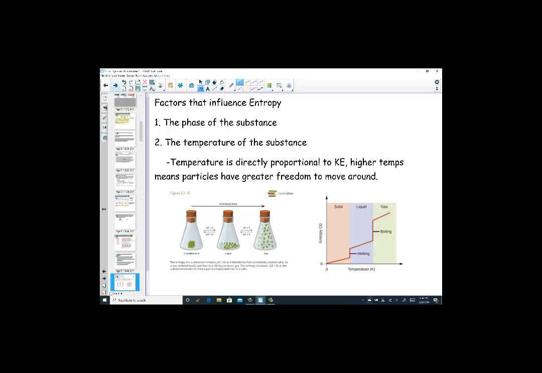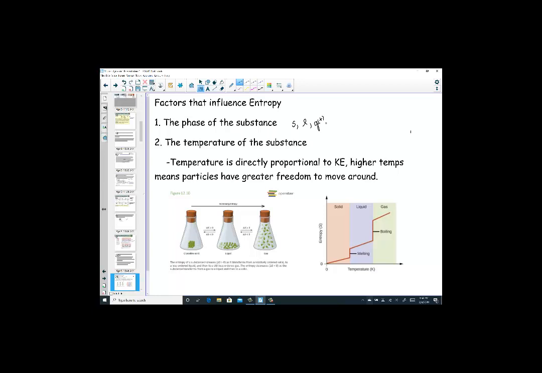So what are some things that influence entropy? The phase of the substance. Is it a solid, which is very highly organized? Is it a liquid, where the molecules still have strong intermolecular attractions, but they do have the ability to flow past each other? Or are they in a gaseous phase, where there's complete independent motion? The gases would have the highest entropy, the more disorganized system, as well as the temperature of the system.